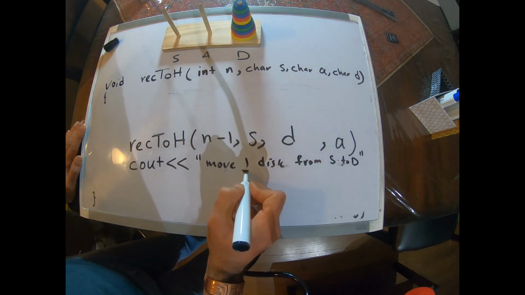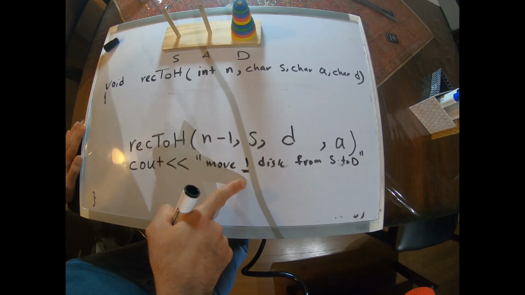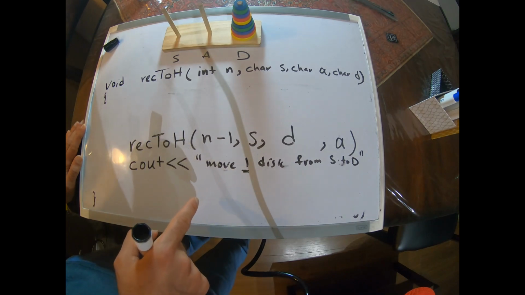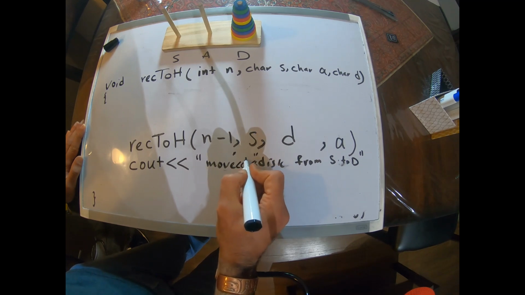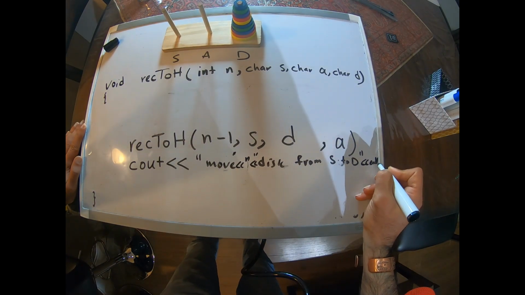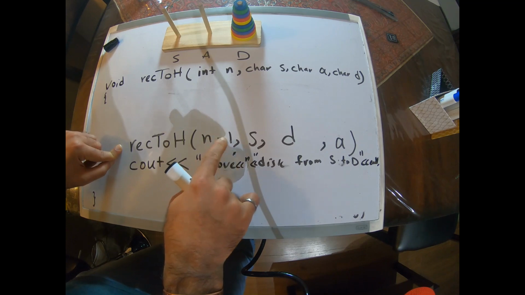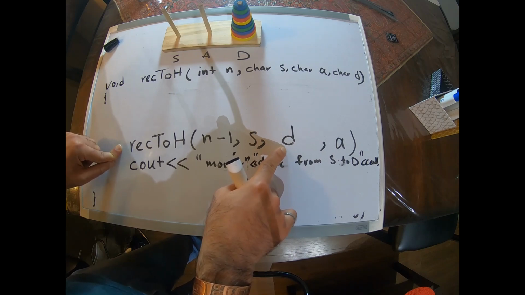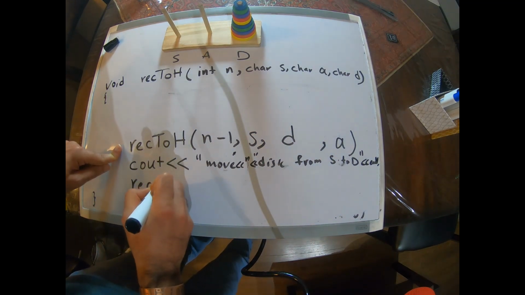Actually, instead of this, we can put n, because this is going to be the nth disk. This is the last disk that we have to move. So I could write it like this. Anyways, this is not perfect, but this basically shows that first we need to move the first n-1 disks from source to auxiliary using the help of the destination rod. Move the last disk from source to destination, and then again call the same function.